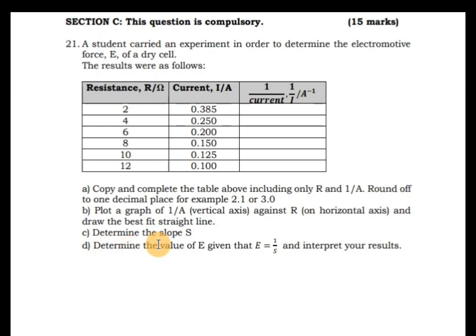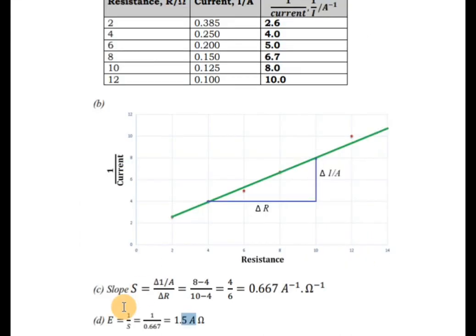Next point is determine the value of E given that E is 1 divided by slope, and interpret your result. We know that S is our slope, and our slope is 0.667. So we take 1 divided by 0.667, and the solution is going to be 1.5 ampere ohm. This is our result.